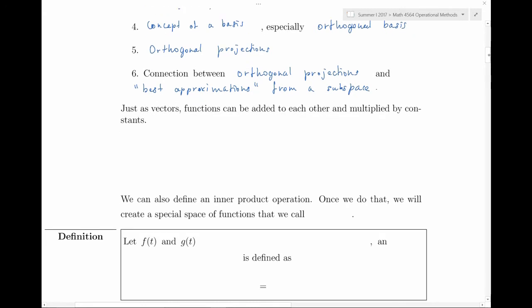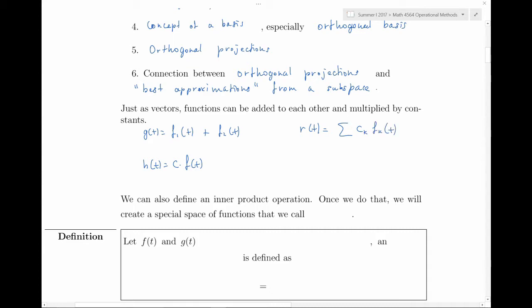So just like vectors, functions can be added to each other and multiplied by constants. So you can make a new function by taking two already existing functions and adding them together. You can make another function by taking a constant and multiplying another function by it. In doing so, you can start making linear combinations as sums of coefficients times some functions.